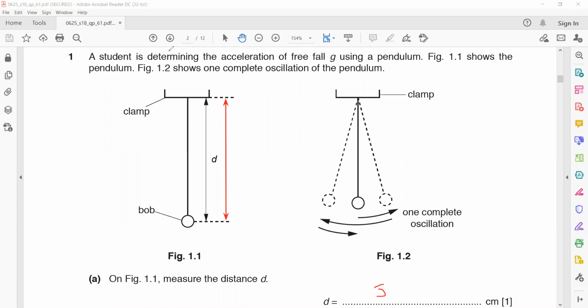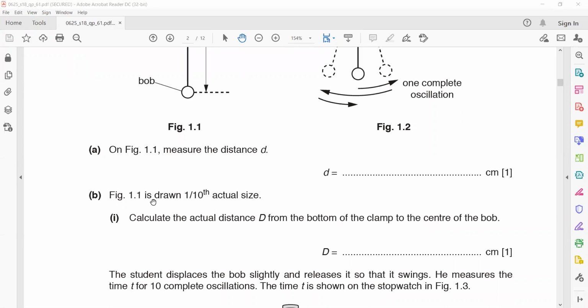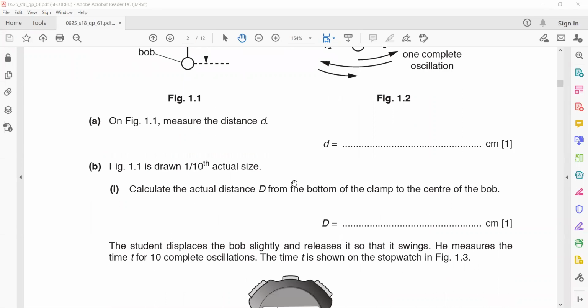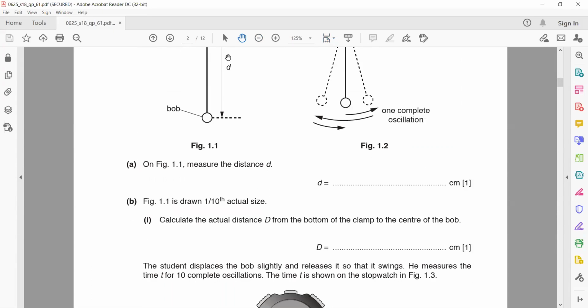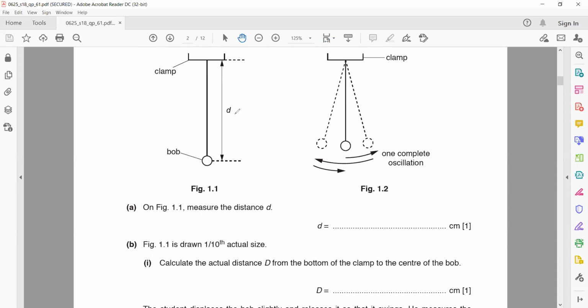Then the next part, figure 1.1 is drawn 1/10 of the actual size. So the figure size is 1/10 of the actual size. What will be the actual size if, according to the figure, d is equal to 5 centimeter? What will be the actual value of d? So it will be 10 times. If this was 5, then 10 times this will be 50 centimeter.